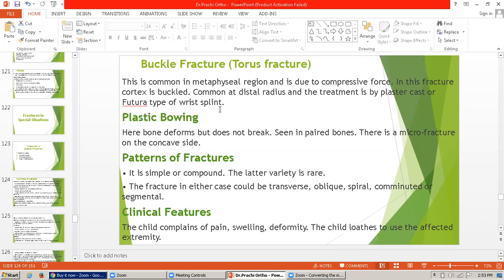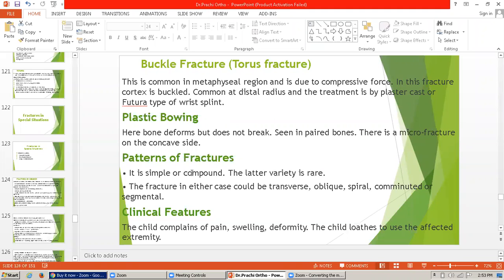So torus fracture is common in the metaphyseal region. It is due to compressive force, which leads to the fracture at the metaphyseal region. In that, the cortex is buckled. So it is commonly seen at the distal radius. And the treatment is by plaster cast or Futura type of wrist splint.